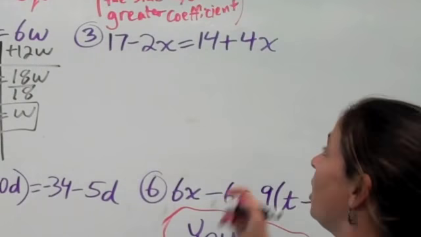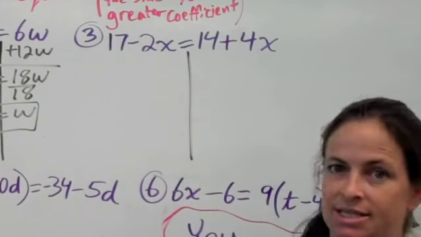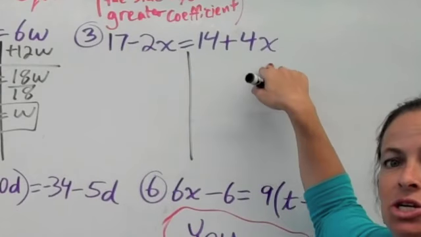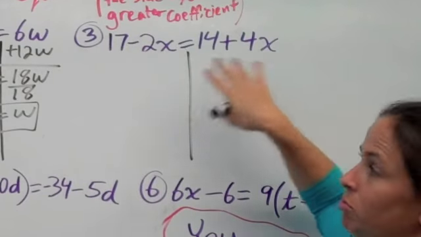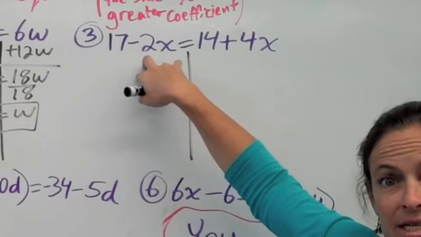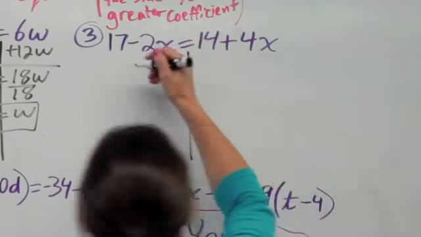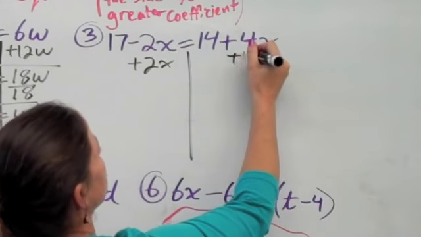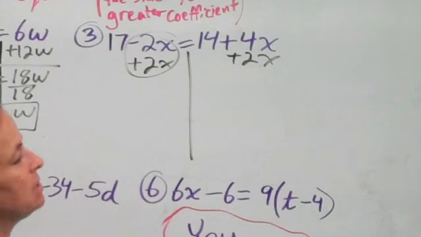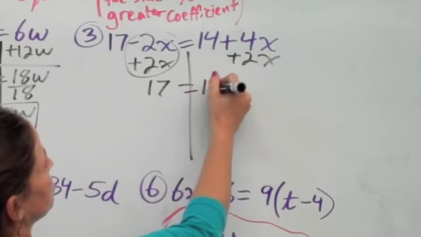Alright, welcome back. Hopefully you have built your fence and started collecting. I have negative 2x here and 4x here. I have more x's on the right side, so I want to bring this one over there. So the inverse of minus 2x is plus 2x. So I'm going to add 2x to both sides of the equation. When I do so, that makes 0. I'm left with just a 17 equals 14.